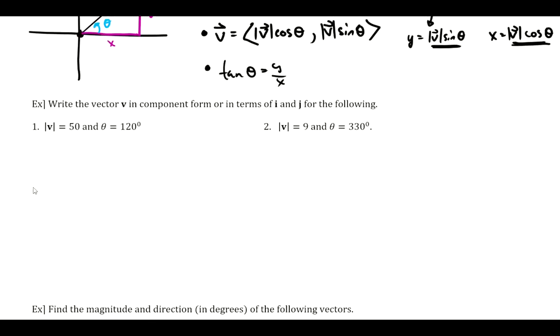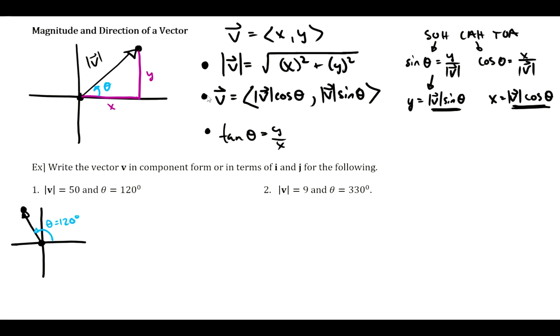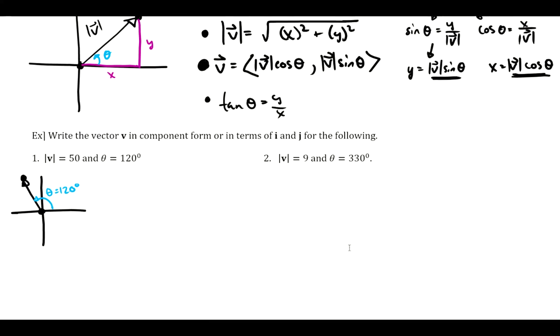We can still make a sketch. It says the magnitude is 50, but let's measure that angle first. The angle of 120 puts us somewhere in quadrant 2. So there's the angle theta, 120 degrees, and the length of it is 50. If I want to put this in component form, I'm going to go straight to my big bullet right here and just sub those in.